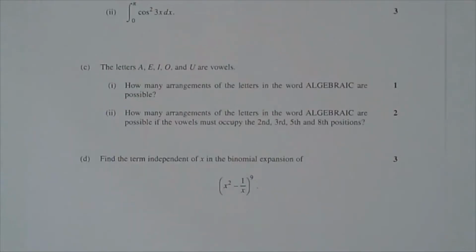Question 2C. The letters A, E, I, O, and U are vowels. Part 1. How many arrangements of the letters in the word algebraic are possible?